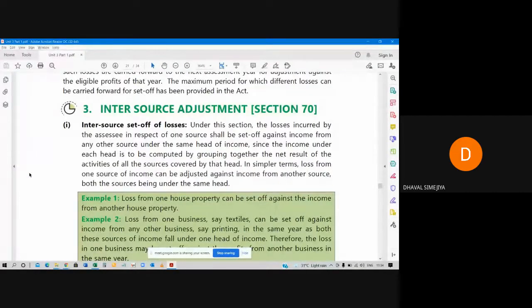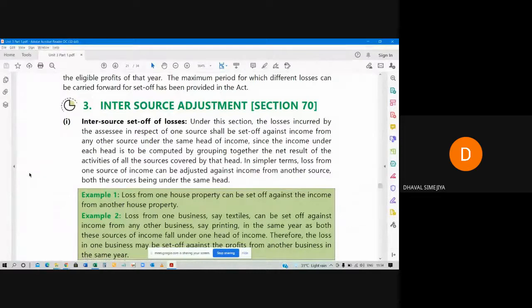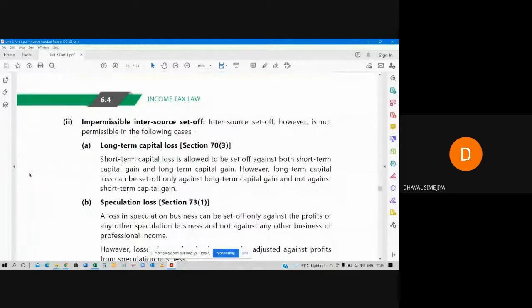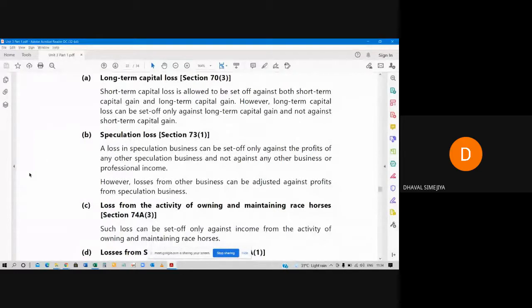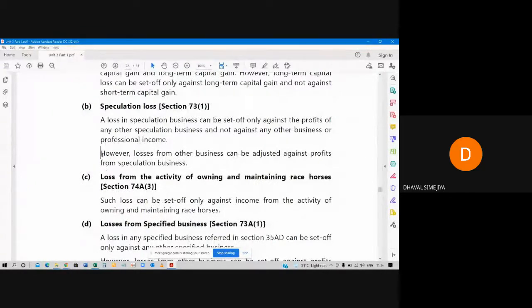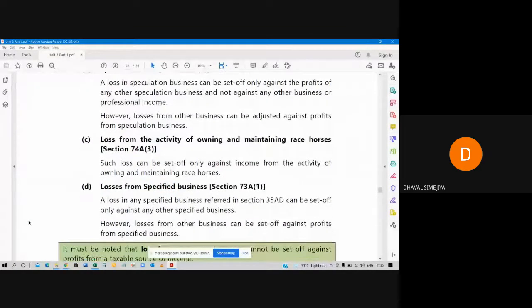Let's recap. Inter-source adjustment means from one source of business to another source, but in the same head. Long-term capital loss can be set off from long-term capital gain only. Speculation loss can be set off from speculation business only. But other loss can be set off from speculation business income. Racehorse loss can be set off from racehorse income in future only. Losses from specified business can be set off from specified business income only. Specified business means those which are covered under section 35 AD.